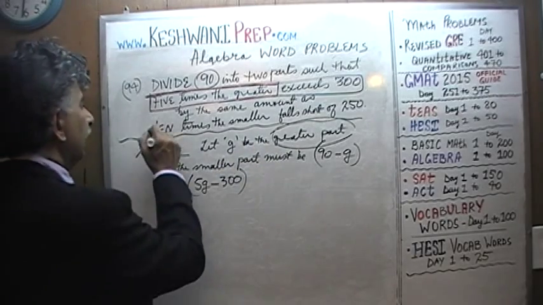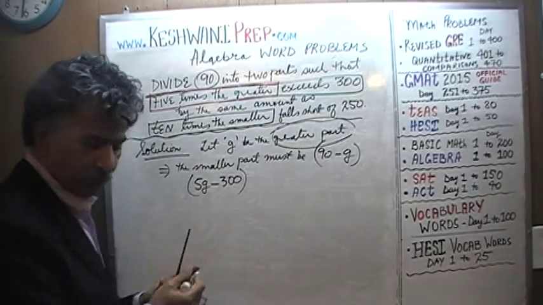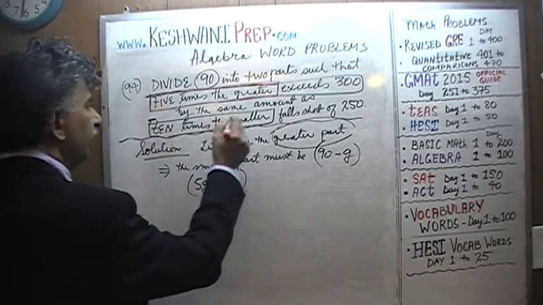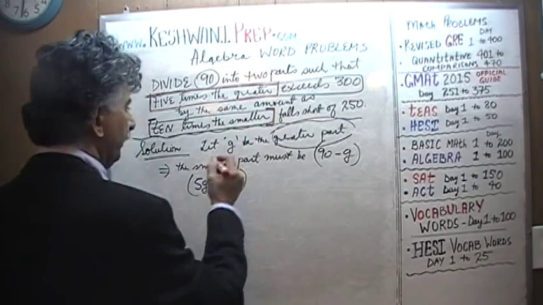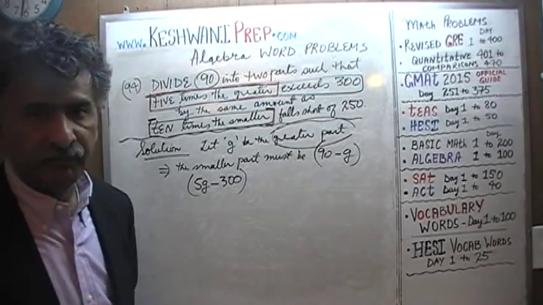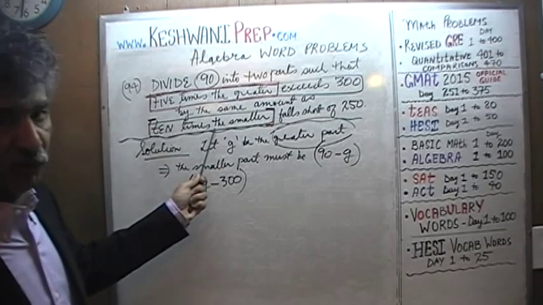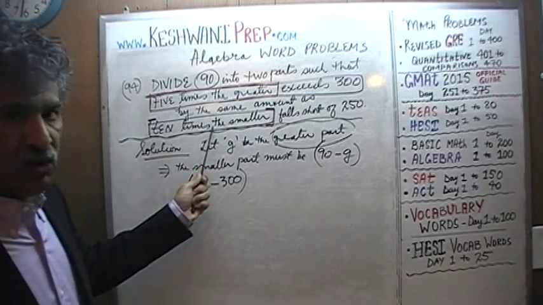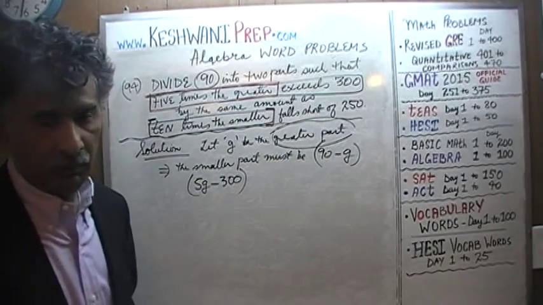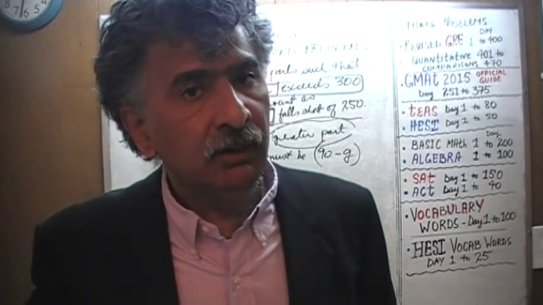Let's look at this part. 10 times the smaller part falls short of 250. Again, I'm going to put a box around this in red so you can see it. Think of this again as a number. That number has to be less than 250. How do we know? Because it falls short. So let's pretend this is 240. How much does 240 fall short of 250? Of course, the answer is 10. 240 falls short of 250 by 10.